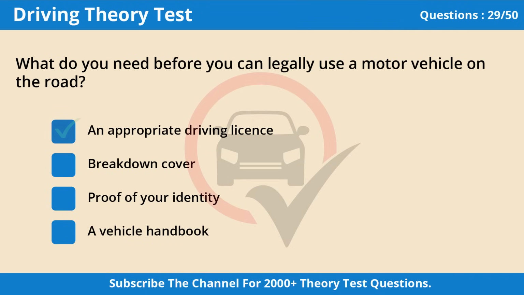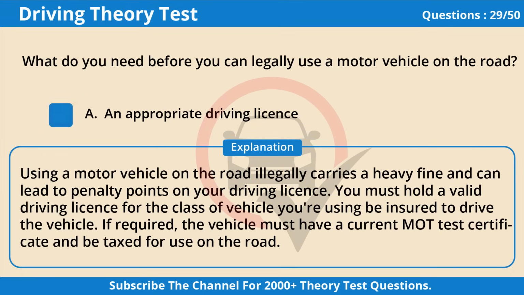A. An appropriate driving license. Using a motor vehicle on the road illegally carries a heavy fine and can lead to penalty points on your driving license. You must hold a valid driving license for the class of vehicle you're using. Be insured to drive the vehicle. If required, the vehicle must have a current MOT test certificate and be taxed for use on the road.